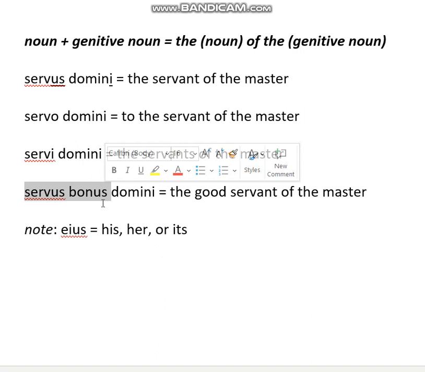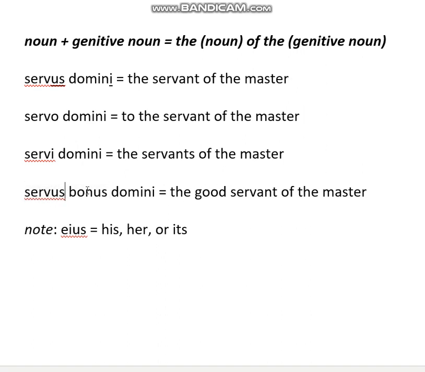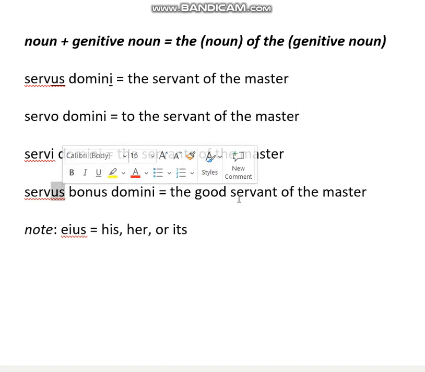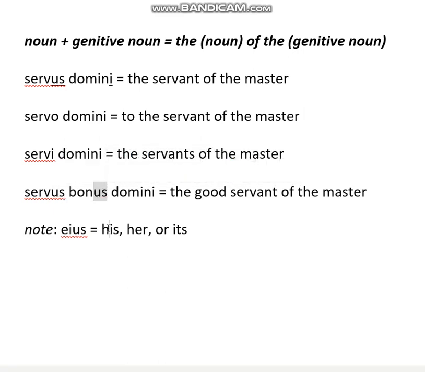phrase first. So it wouldn't be "the servant of the master is good," or "the servant of the good master," or anything like that. No, if it was servus boni domini, then it would be the servant of the good master, but it's servus bonus. So you can tell that it's the good servant rather than the good master because of the fact that this us right here is the same us that goes right there.